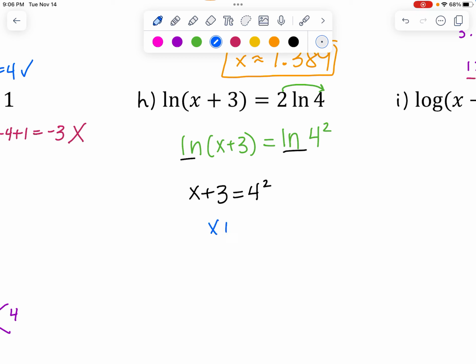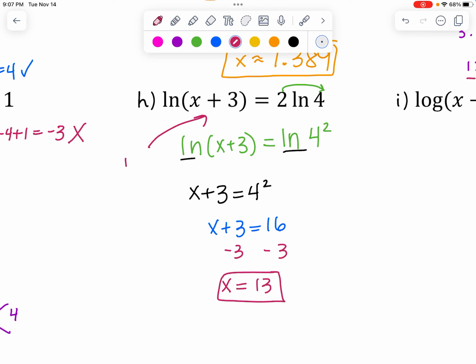Simplifying this, x plus 3 equals 16. I need to finish solving for x, so I'll subtract 3 on both sides, and x equals 13. Final step is to plug in for x just to make sure it stays positive. 13 plus 3 equals 16, which is a positive value, so that is a good answer.